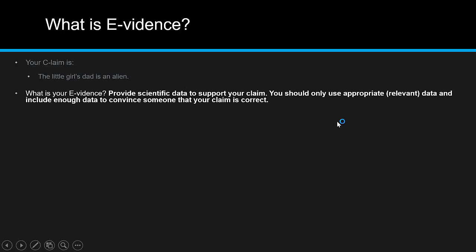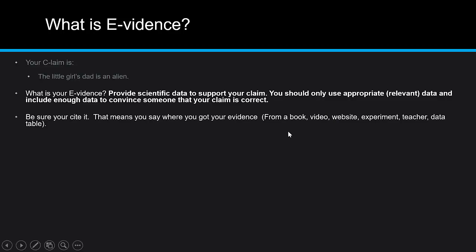Our claim is the little girl's dad is an alien. Evidence, we provide scientific data to support our claim. We should only use appropriate and relevant data, and we should include enough data to convince someone that our claim is correct. We need to be sure that we cite our data. That means you say where you got your evidence, from a book, from a video, from a website, an experiment, a teacher, or a data table.